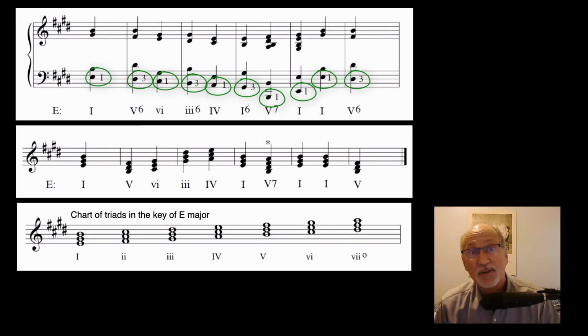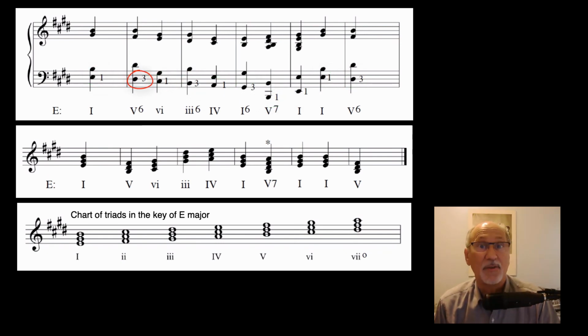But if the lowest pitch is the 3rd, then we see that it's in first inversion. We'll add a 6 to the Roman numeral to show this. And if the lowest pitch is the 5th, then we'll add 6/4 to the Roman numeral to show that it is in second inversion. So take a look at this process here.